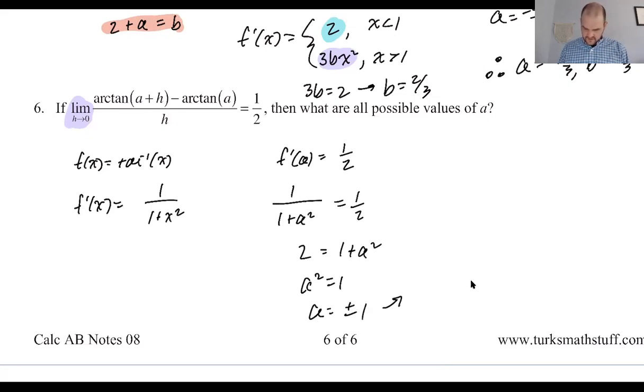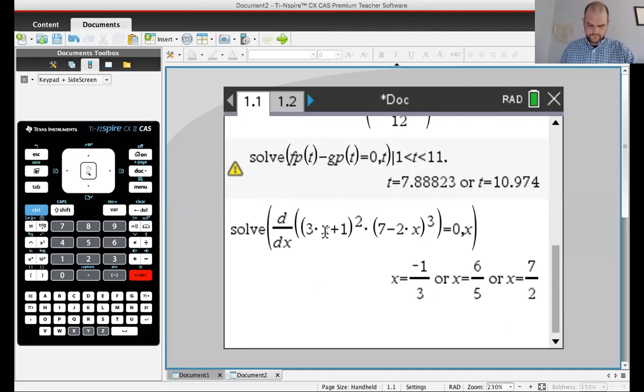So I don't like to write my answer that way. Therefore, a equals 1 or a equals -1. I have an aversion to plus or minus. I don't really know why. You should kind of separate them. I don't know if other people even care about that. I do.